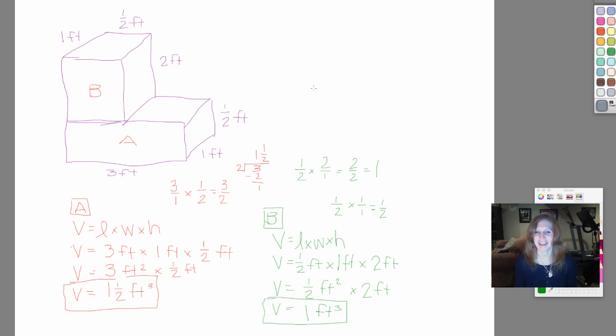So when I add them together, I have 1.5 feet cubed plus 1 cubic foot. And I add 1/2 plus nothing is 1/2. And 1 plus 1 is 2. So my total volume equals 2.5 cubic feet. I hope you had fun with that one and got a good review of multiplying fractions times whole numbers.